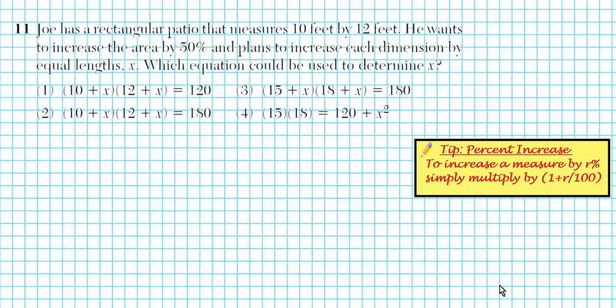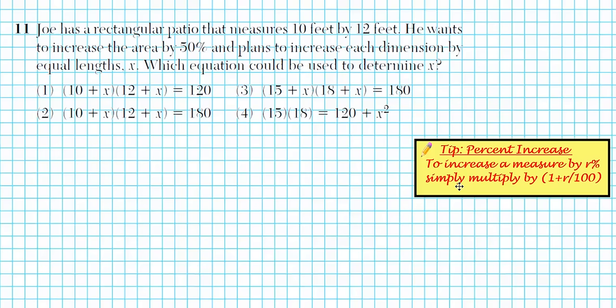Now, one tip you want to keep in mind concerning percent increase is that if you want to increase a certain measure by, let's say, R%, you can simply multiply that measure by 1 plus R over 100.